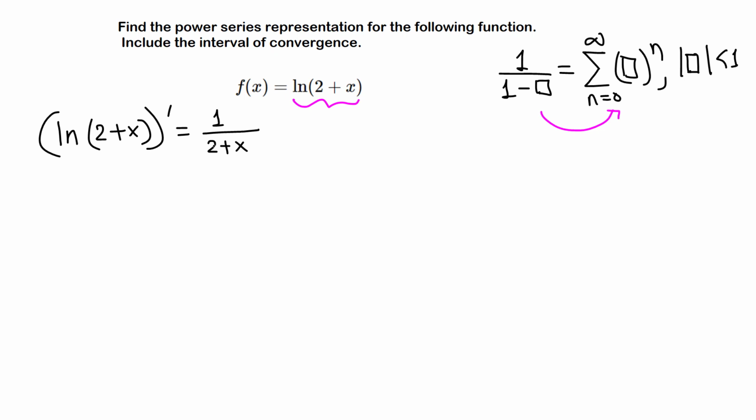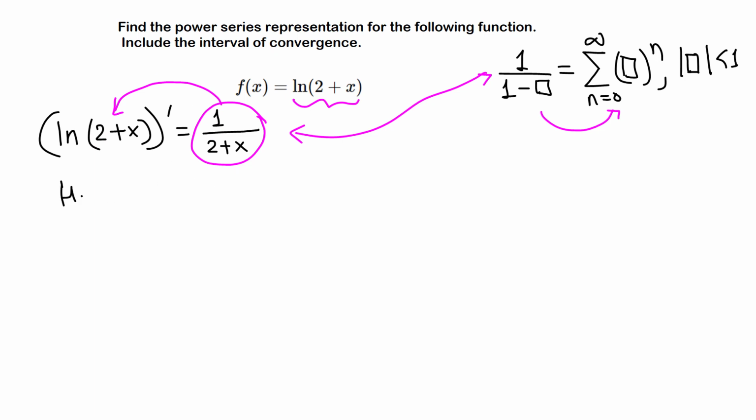Well, this is 1 over 2 plus x. Okay, we can easily convert 1 over 2 plus x in terms of 1 over 1 minus something. So then we find the power series for this one. And to get back to this one, we need to do anti-differentiation, all right? Because it's a derivative, right? So we do anti-derivative, because we were asked to find the power series for ln of 2 plus x. So let's find the power series for 1 over 2 plus x.